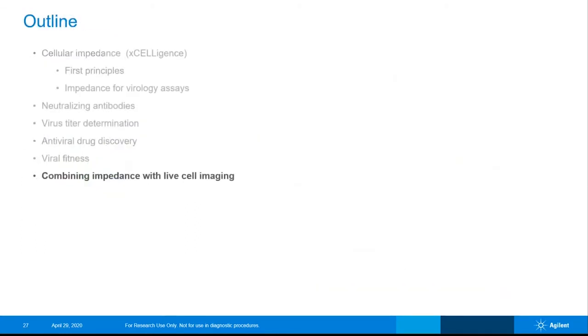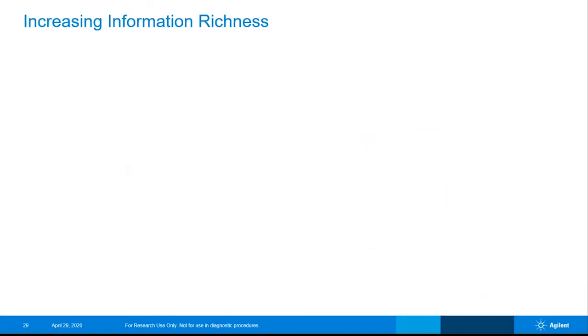What I'd like to do now as I begin starting to wrap up is to talk about combining impedance with live cell imaging. The goal behind this is really increasing the information richness of our assay. At this point, there are a few thousand xCELLigence instruments that have been placed globally, and this has resulted in somewhere around 2,000 publications.